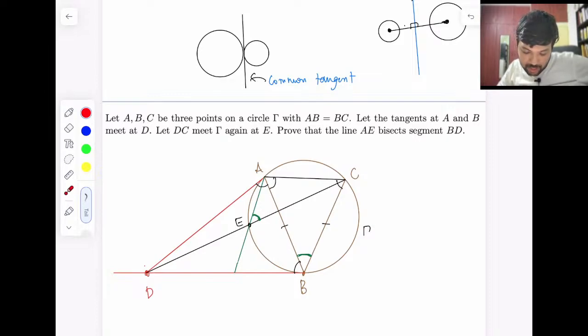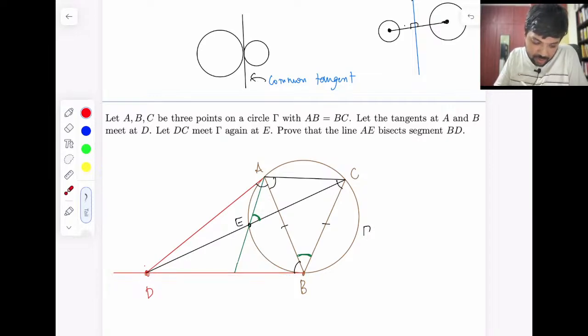Join BE and power of a point. Yes, so I'm hoping to use power of a point. I thought we'll use power of a point because I saw tangents, but I don't know how to use it though. What power of a point? DE into DC is DB square. That's for sure that we can use.